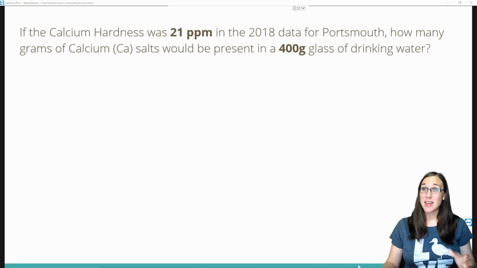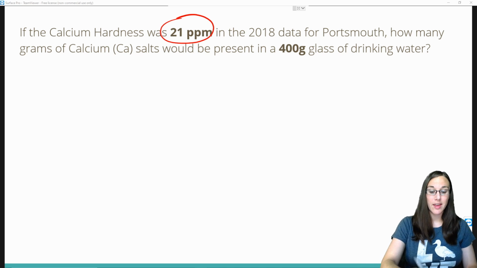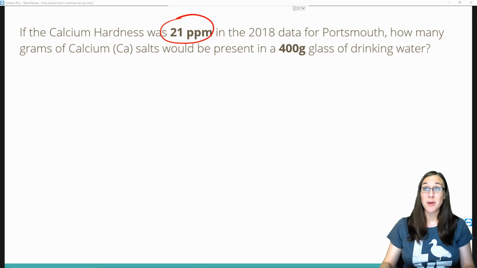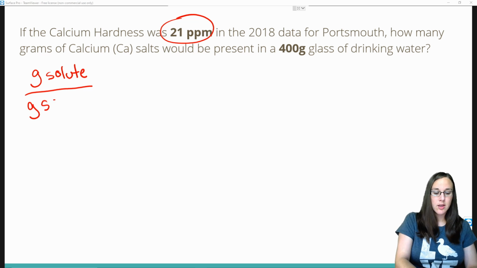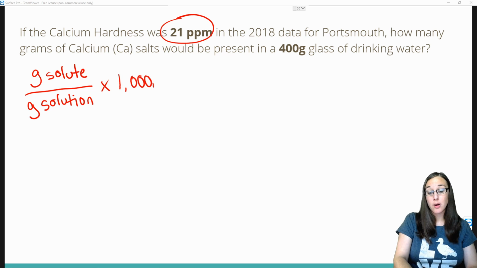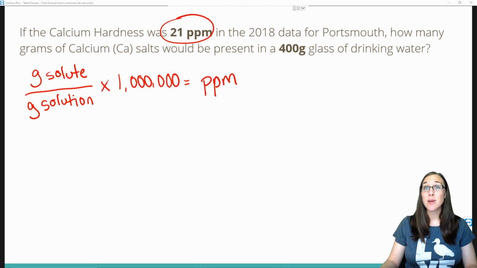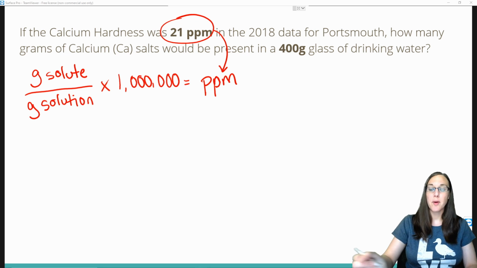So the first thing we need to think about is our parts per million equation, since we see that in the question right there. So we need to remember what our parts per million equation was. And that was grams of solute over grams of solution times 1 million, because it's parts per million in the case of this problem, is equal to parts per million. Now that we have that, we can just apply which values go in which places. So 21 parts per million is going to fit in the spot that has parts per million.